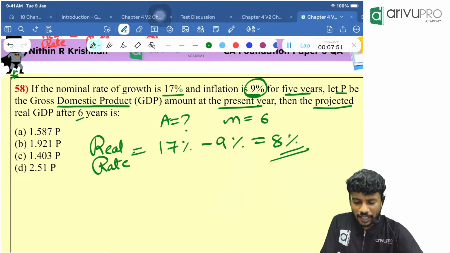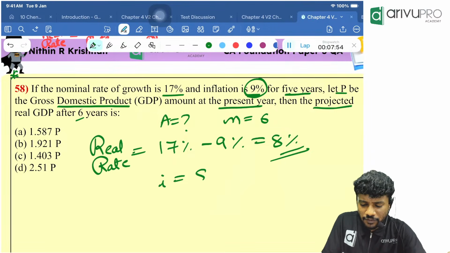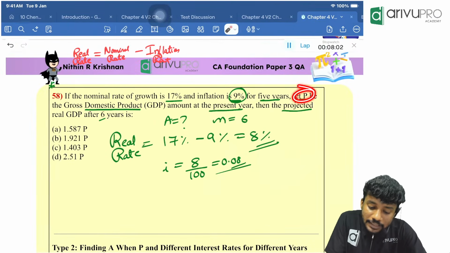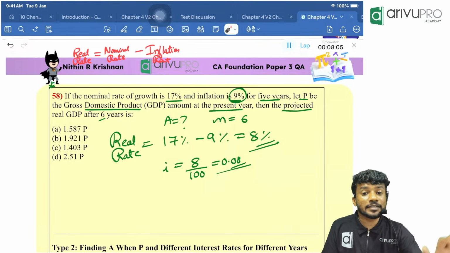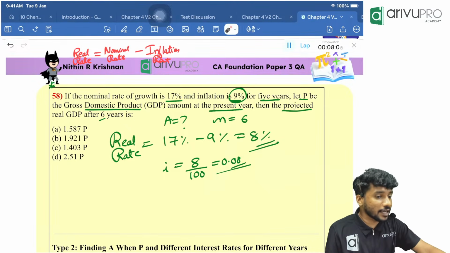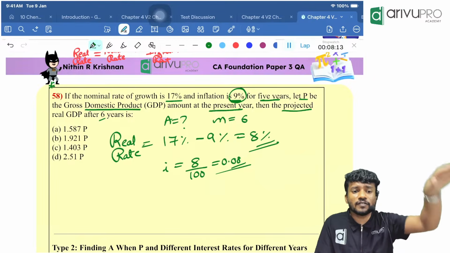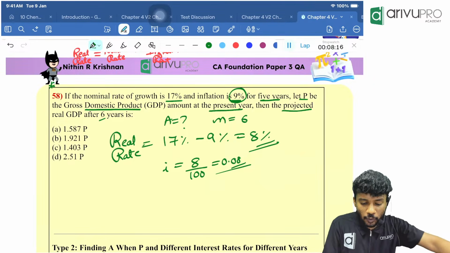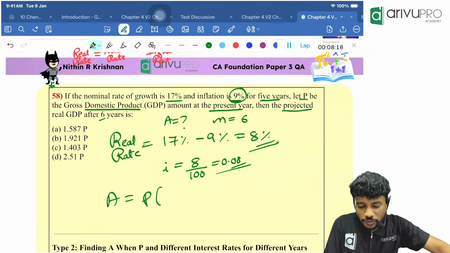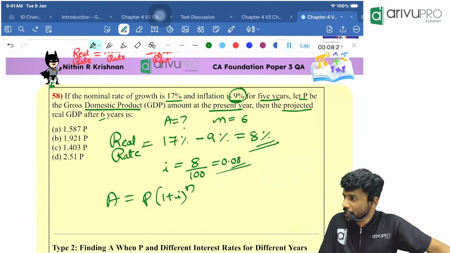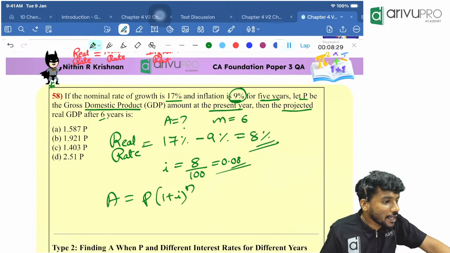So I have the value of i. From this I can find the value of i, which is 8 by 100, that is 0.08. Then they are telling us the current GDP is P, which means the present value or the principal is P. Then they are asking us to find the future projected value of the amount. How can I find the amount? P into (1 plus i) the whole power n. That is the formula for finding the amount.